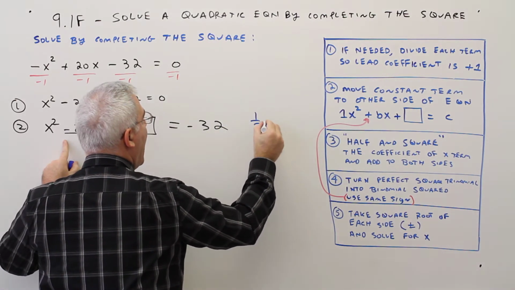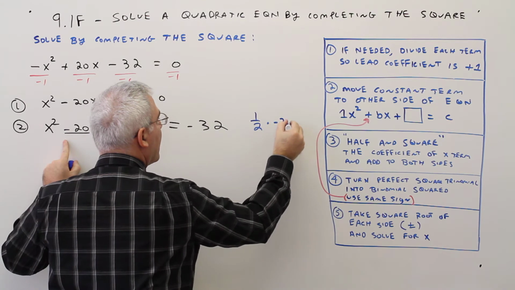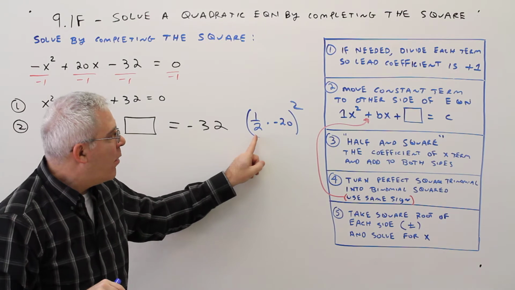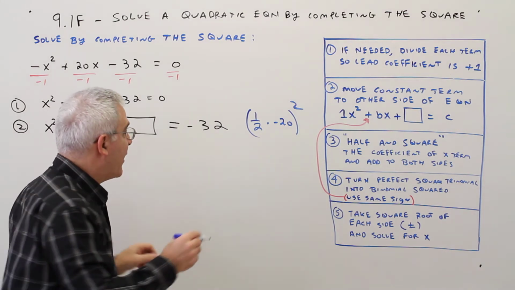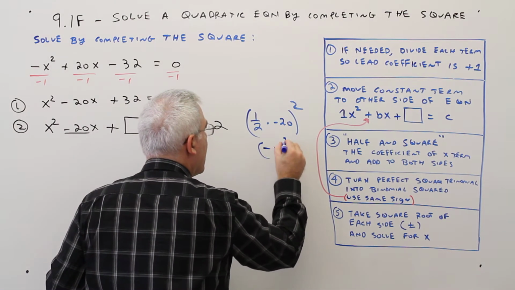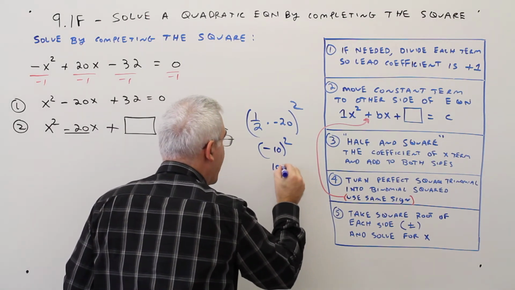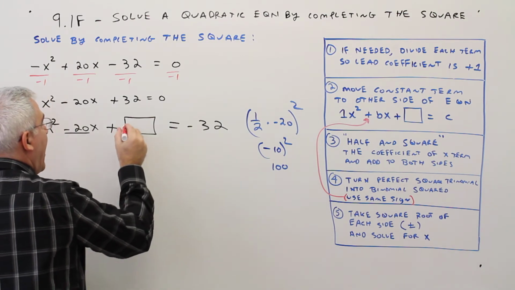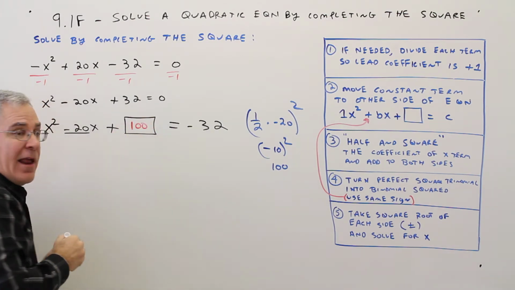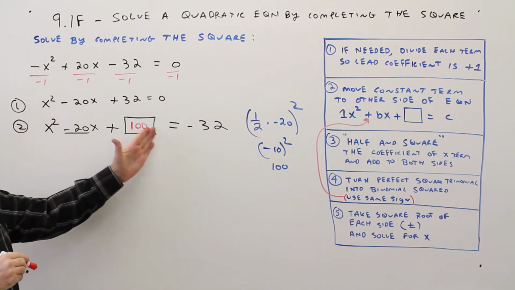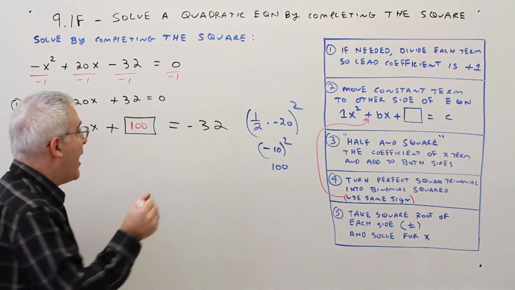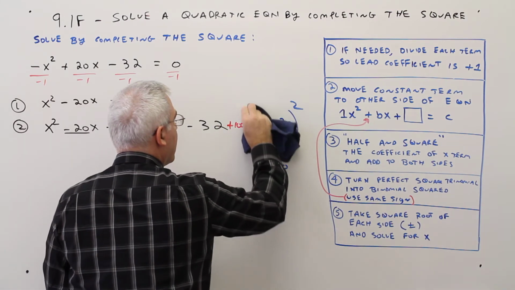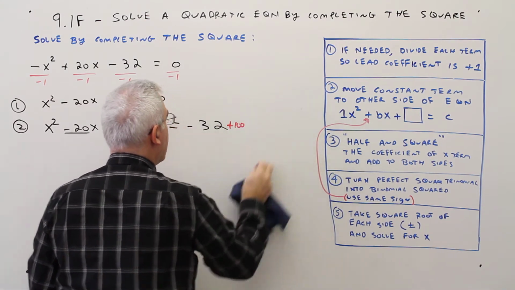So 1/2 times negative 20, and I'm going to square that. All right, 1/2 times negative 20 is negative 10, and negative 10 squared is 100. So 100 is going to be the number that I add over here. And if I get an equation, whatever I add to the left side, I must also add to the right side. I'll erase my work here so you don't get confused.